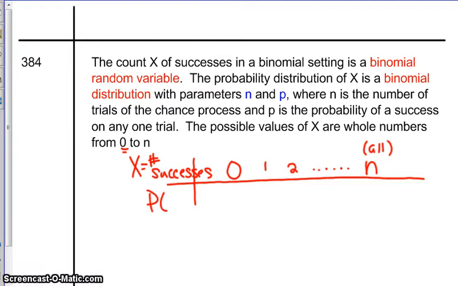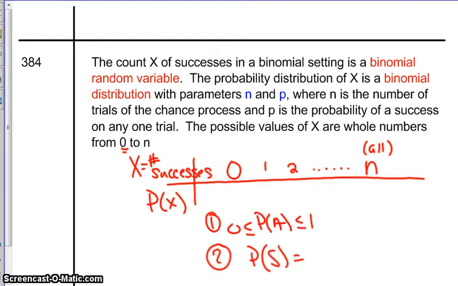And then because we're making this distribution, again, 2 things. All my probabilities in this distribution are going to be between 0 and 1 inclusive, and they will add to 1. So we still want to check that situation.